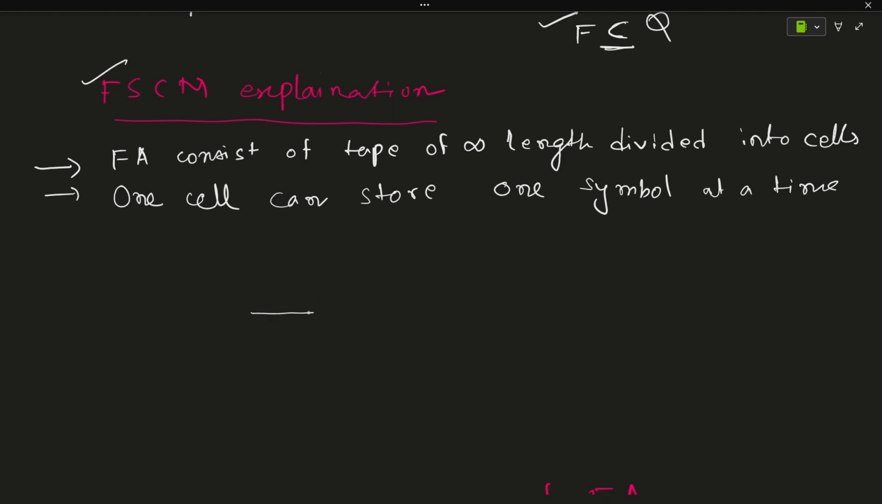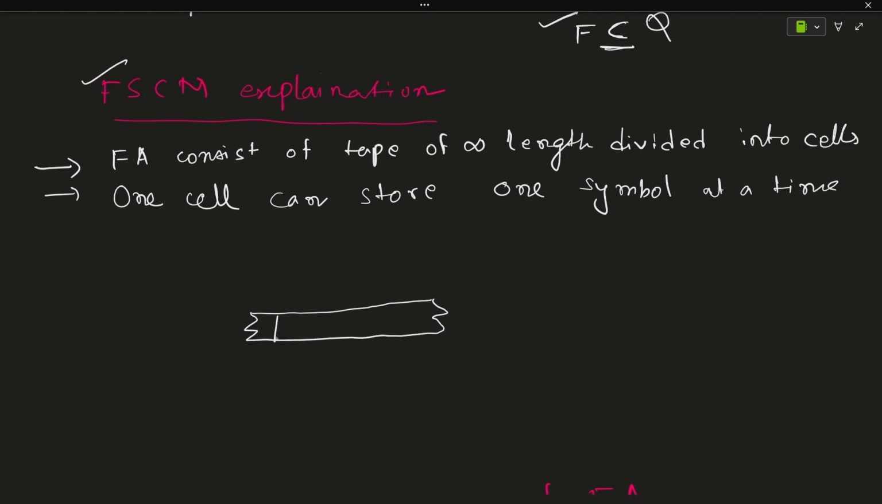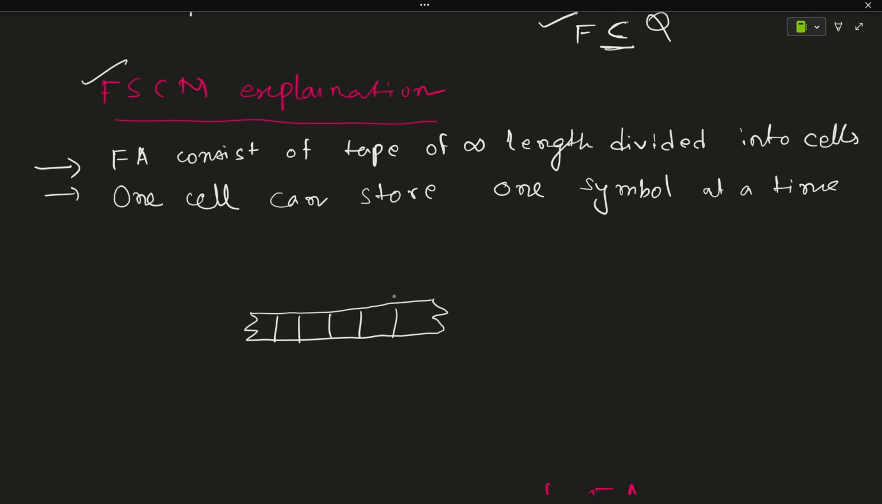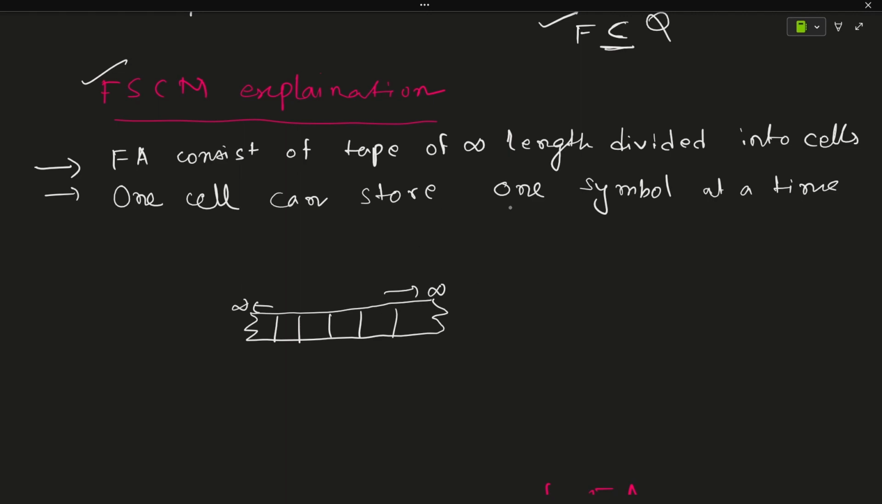Let's take the tape. This is the tape, and these are cells. The tape is infinite, not the cells. Each cell is capable of storing only one symbol. The tape is of infinite length and it is divided into cells.